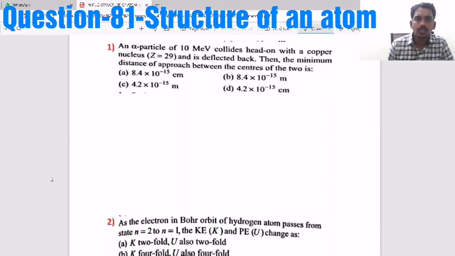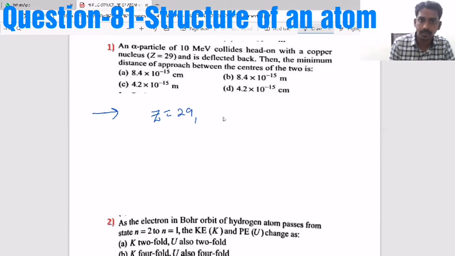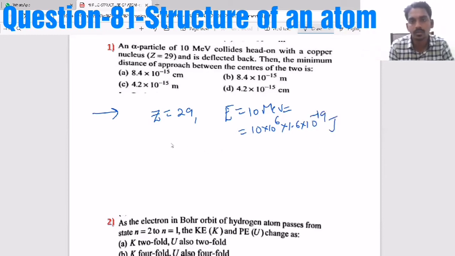So the very first thing is, an alpha particle of 10 mega electron volt collides head-on with a copper nucleus and is deflected back. So instead of gold, they are telling copper nucleus. So Z value is 29 and is deflected back. And the kinetic energy is 10 mega electron volt. Mega means 10 power 6. Electron volt means 1.6 into 10 power minus 19 joules.